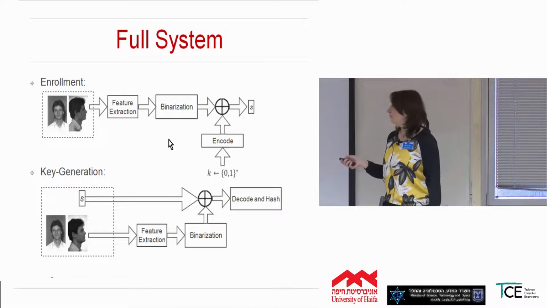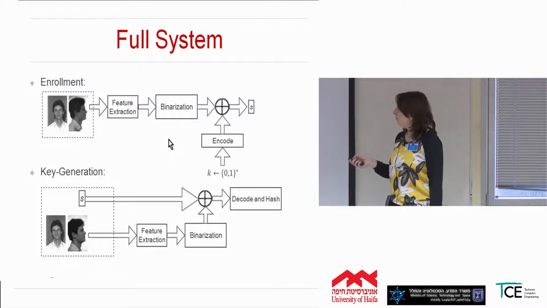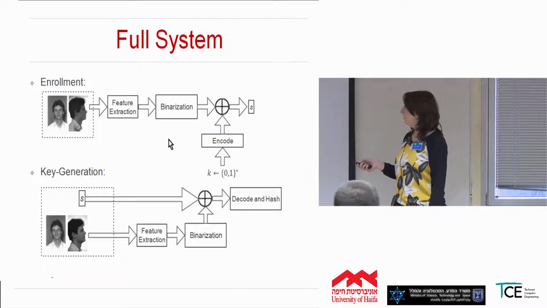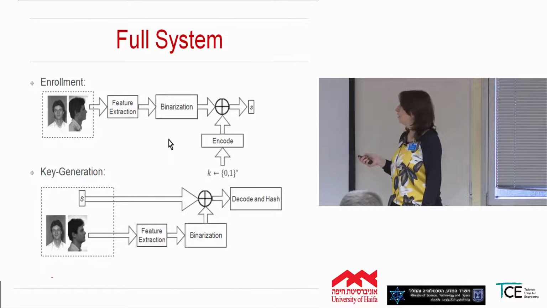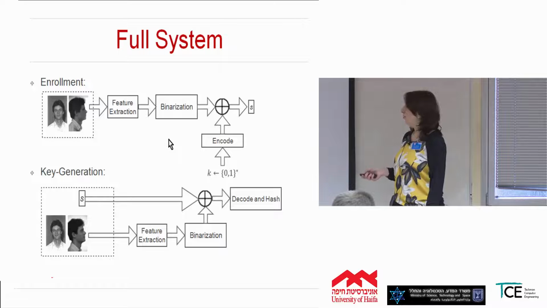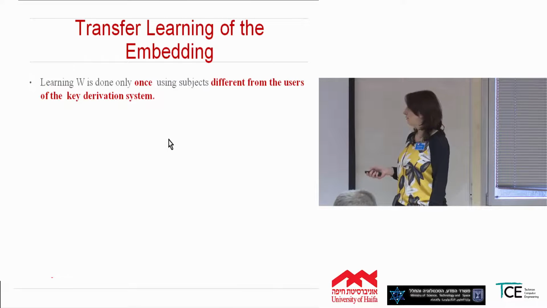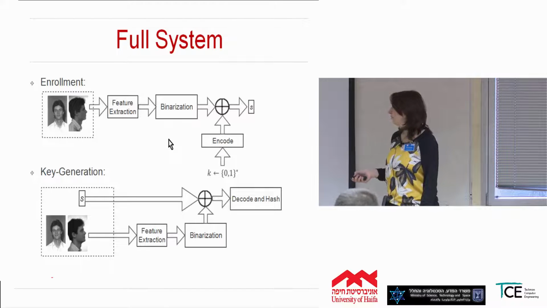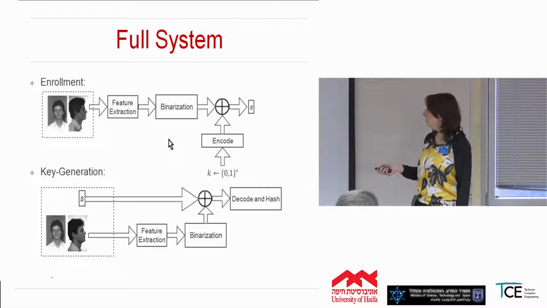The full system looks like that. We take 2 images of a person. We extract features. We binarize them. We remove dependencies. Then we get a key randomly. We encode it, and we XOR it with the binarization. We get S, the helper data. Then for key generation, we are presented with new biometrics, with the same S as before. From the biometrics, we extract features, binarize them, then we XOR with S, and we decode and hash, and we get the key.